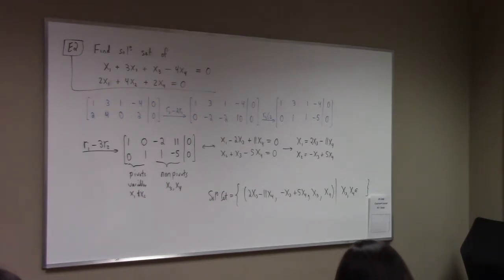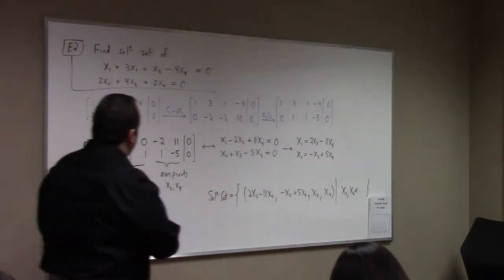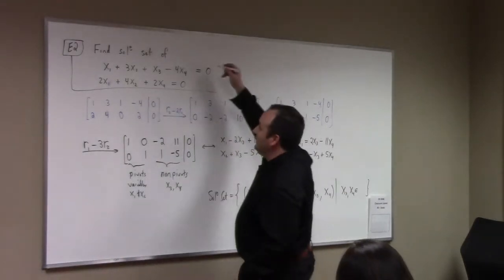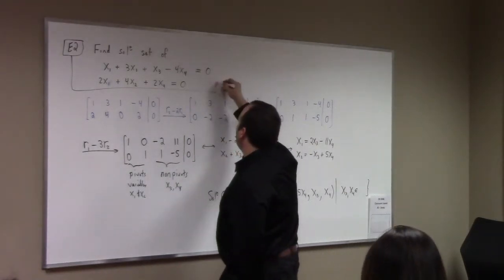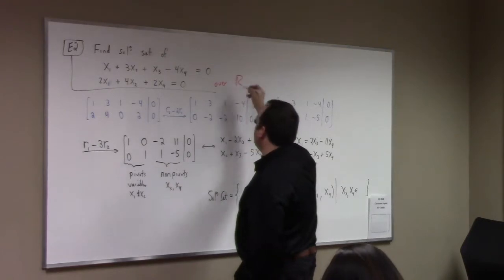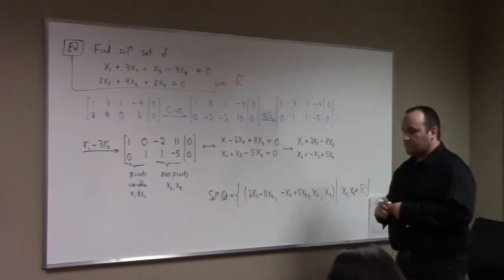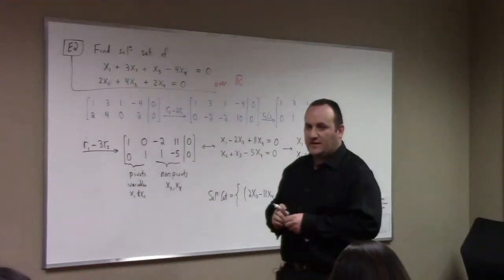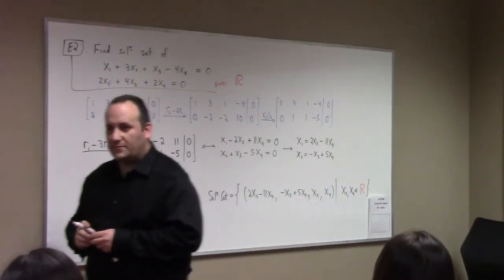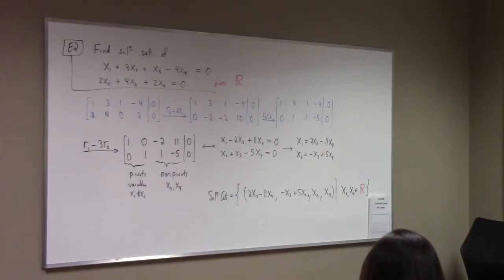But let's see here. If I say over the reals, then I would put R here. Then how big is the solution set? How many things are there? What's the cardinality? If you tried to number them, you'd need an awful lot of fingers, like too many, right?